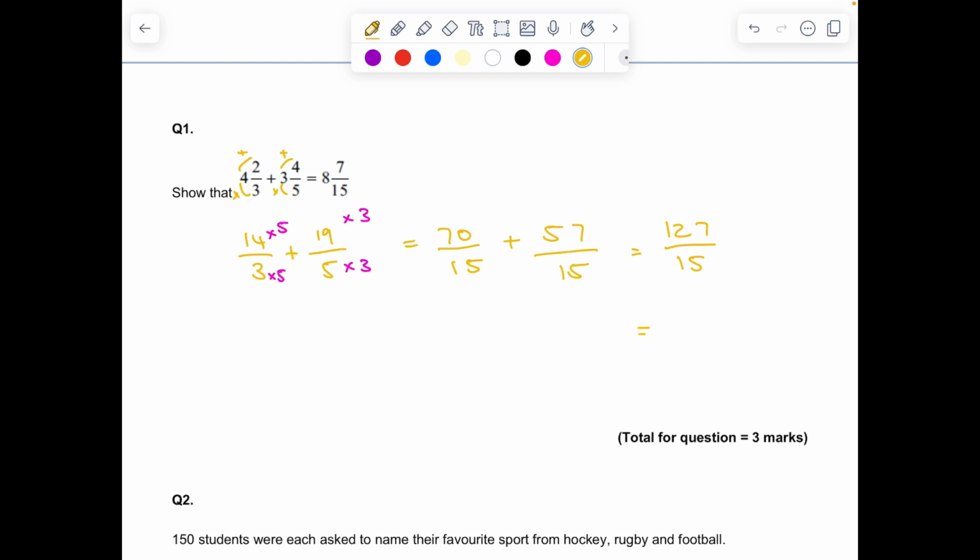It's not finished yet. You need to see how many 15s go into 127. So you can easily again do that on the calculator, and you'll see that 8 15s go into 127 with 7 left over, because 8 times 15 is 120 out of 15. And that's for the full 3 marks.